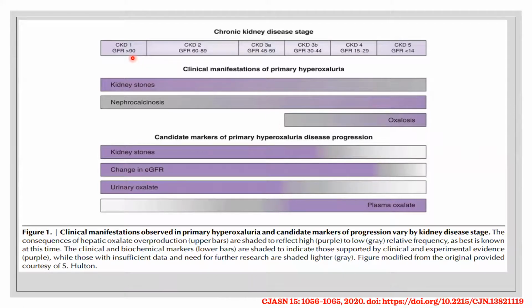Generally, kidney stone formation and nephrocalcinosis start even with preserved GFR, with GFR more than 90 also. But systemic oxalosis, like deposition in the other organs, generally happens from CKD stage 3B. And other markers like urinary oxalate levels are elevated from CKD stage 1, even in preserved GFR and even in asymptomatic patients also. But plasma oxalate levels are elevated from CKD stage 3B.